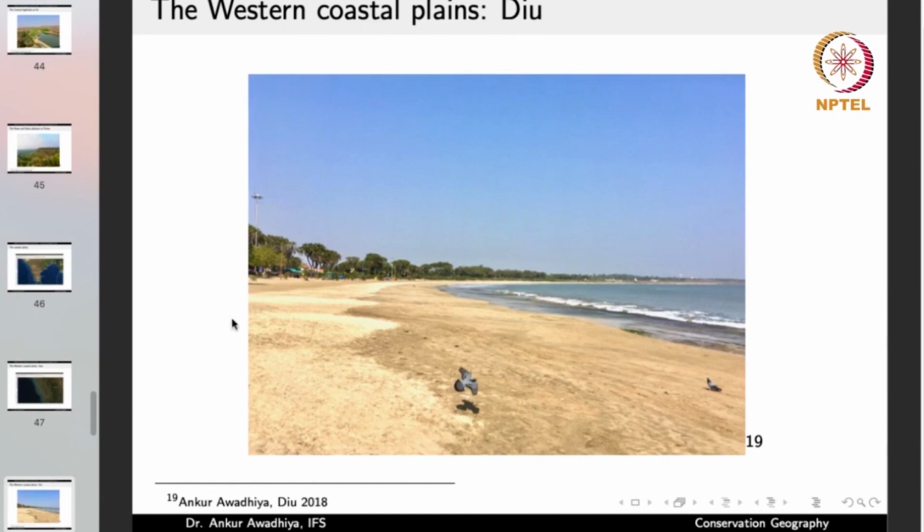This is another example of the western coastal plains. So this is an image from Diu, and you can observe that this is a very flat area. So this is the beach.